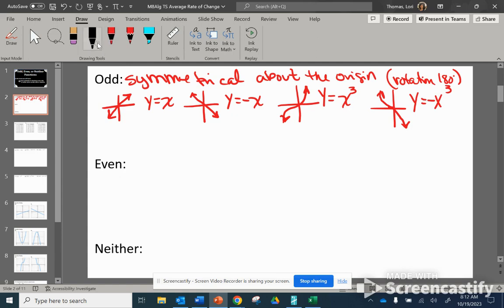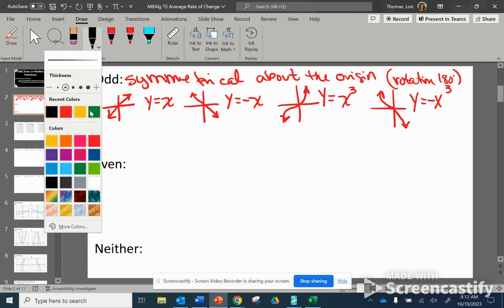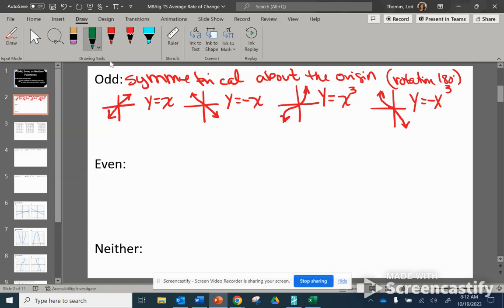So those are 4 examples. And I want us to look at the degree of each of these. So this has a degree of 1. This has a degree of 1. This has a degree of 3 and a degree of 3. So the first criteria for a function to be odd is the degree must be an odd number.